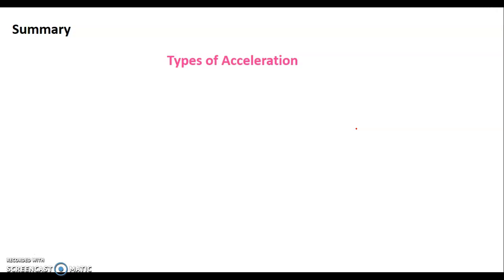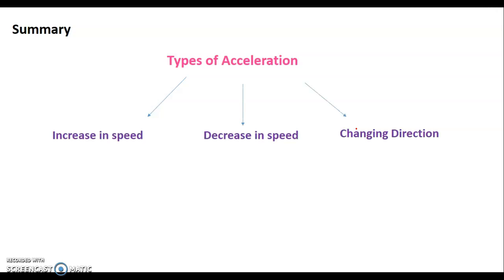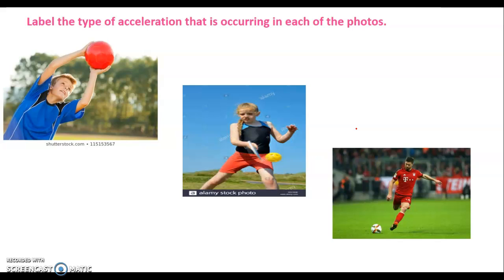Types of acceleration. There are three types: increase in speed, decrease in speed, and a change in direction. So if we label the type of acceleration that is occurring in each of the photos. In the first case, the ball was coming towards the boy and he caught it, so he stopped it from moving. That's why this caused a decrease in the speed. The ball was moving while the force exerted by the boy on the ball caused it to decrease its speed until it stopped in his hand.